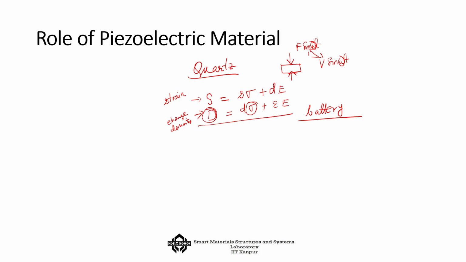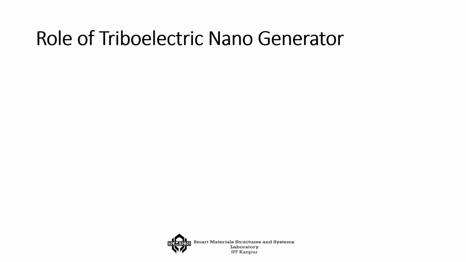And today there is also another group of materials which is called the triboelectric nanogenerator. In short, it is known as TENG. Now, piezoelectric material creates electricity because of pressure, but triboelectric material such as PTFE, polytetrafluoroethylene, something that we use in our non-sticks, for example.